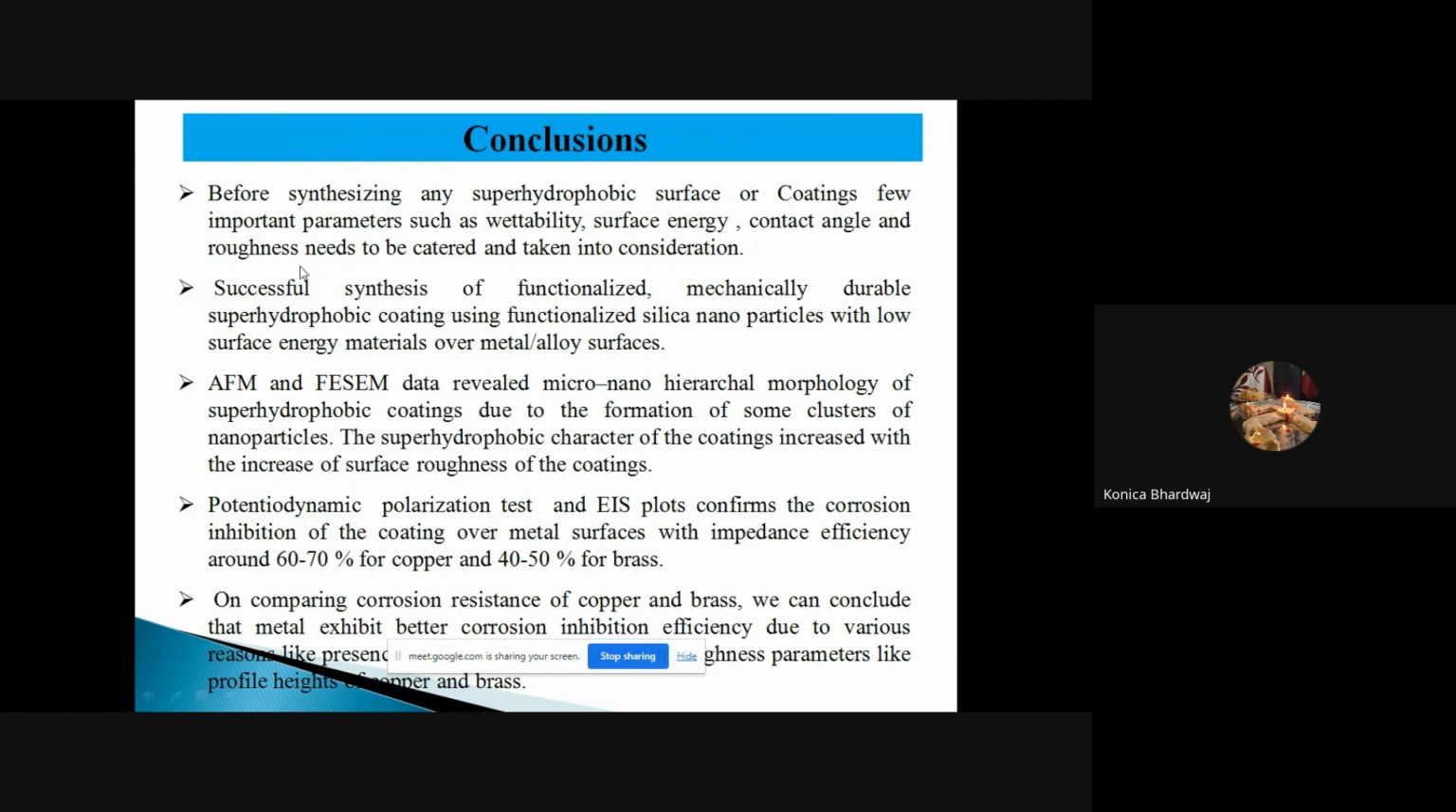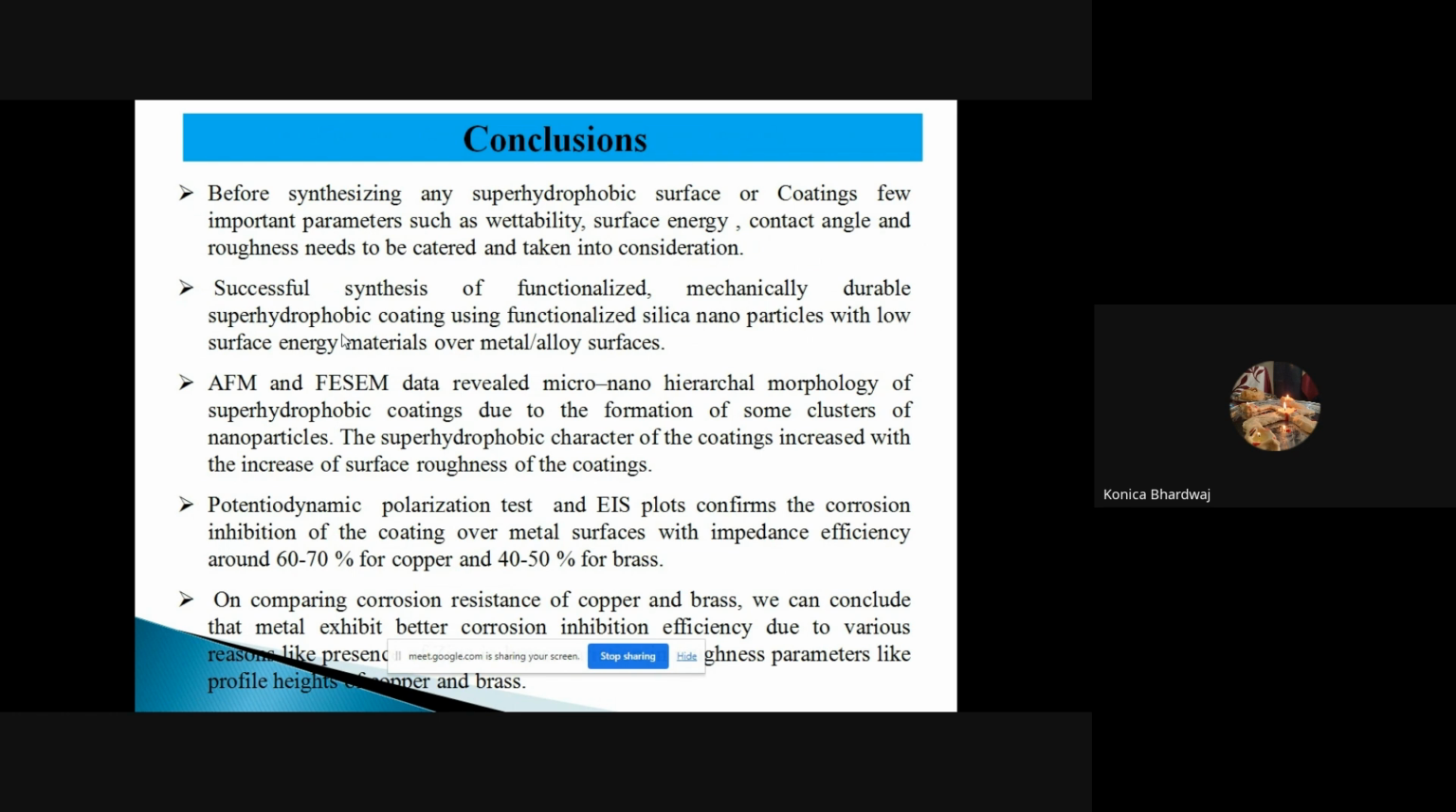So on concluding all the parameters, I would say that before synthesizing any superhydrophobic surface, a few parameters like wettability, surface energy, contact angle, and roughness need to be catered to and taken into consideration. Then we have synthesized silica with a functionalization process and the sol-gel process over a metal and alloy surface. AFM and SEM images reveal the micro-nano hierarchical morphology of the coating.